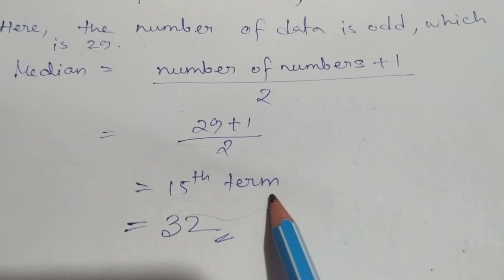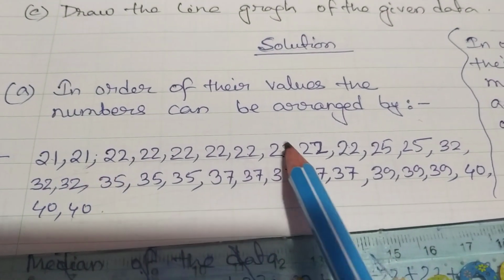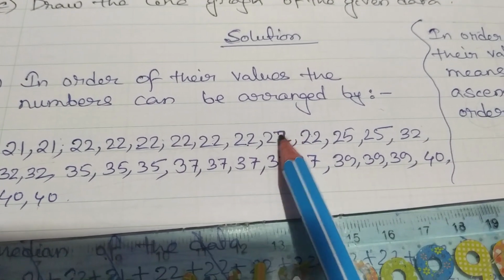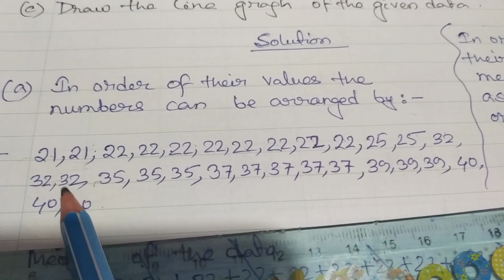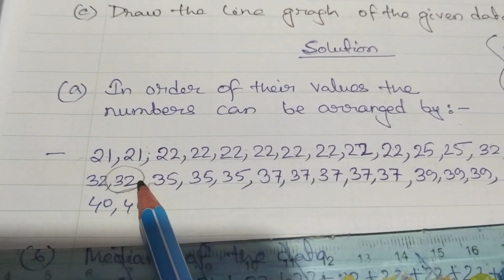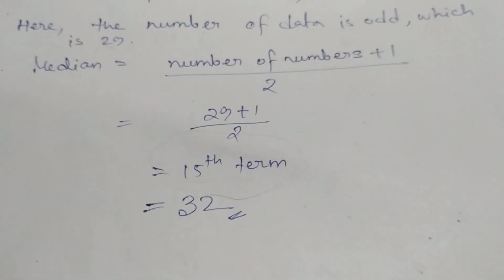So the 15th term, I find out the 15th term from over here, like 1, 2, 3, 4, 5, 6, 7, 8, 9, 10, 11, 12, 13, 14 and 15. So you can see 32 is the 15th term. So 32 is the 15th term. So this is my median. Got it? Now next is the mode.